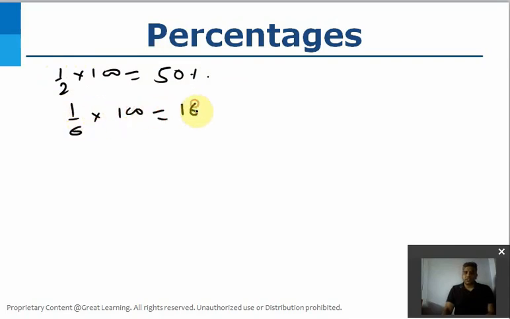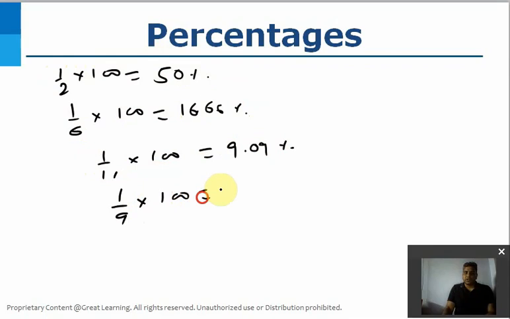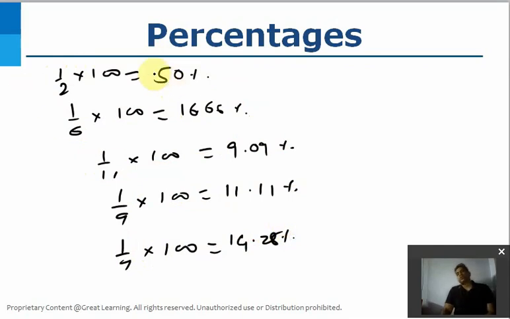Again, we saw what happens when there is a kind of successive change, or what happens when a fraction is involved in percentage. We saw half if converted into 100 is 50%. 1 by 6 if converted into 100 is 16.66%. Similarly, 1 by 11 is 9.09%, 1 by 9 is 11.11%, and 1 by 7 is 14.28%. So we multiply the fraction by 100 to convert it into percentage. This is what we learned for converting fractions into percentages.